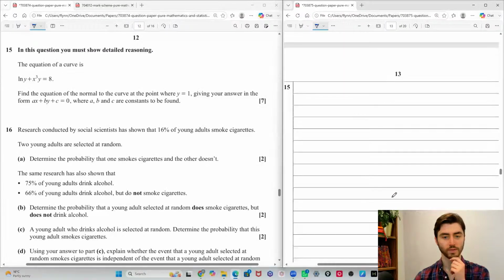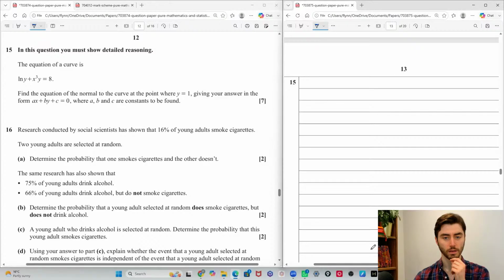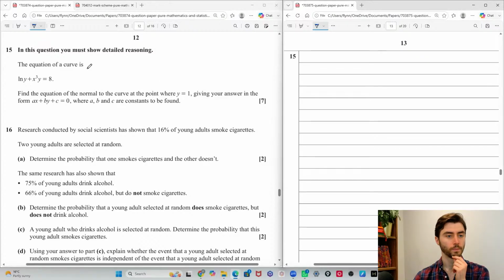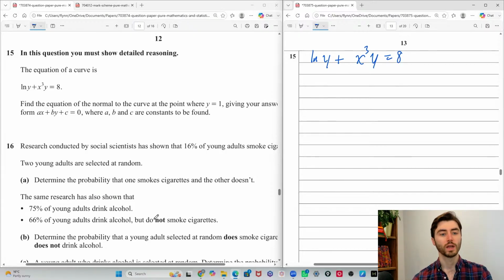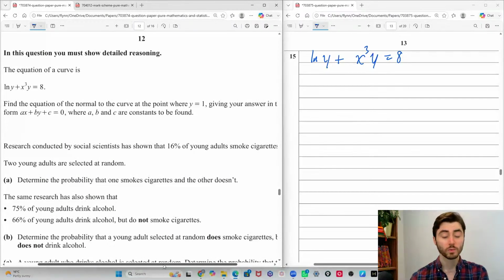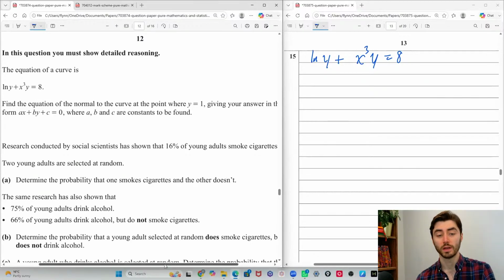Okay, so question 15. Oh, this is fun. Okay, here we go. Back to some actual math. Love actual math. So ln y plus y plus whatever that is. Find the equation of the normal. In order to do this, we need the gradient, and then we'll do -1 over the gradient to get the perpendicular gradient. In order to get the gradient, we have to do implicit differentiation.